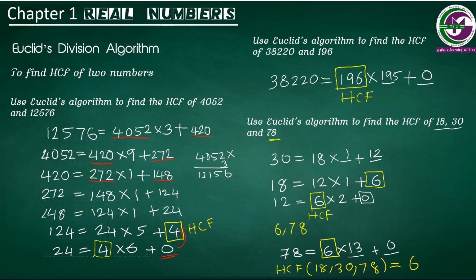Is it clear now? So we'll use Euclid's division algorithm to find the HCF of two numbers or three numbers, and this is one of the important questions for your examination. Because this chapter, this is one of the main topics, you can expect a question to find HCF of two numbers using Euclid's division algorithm.